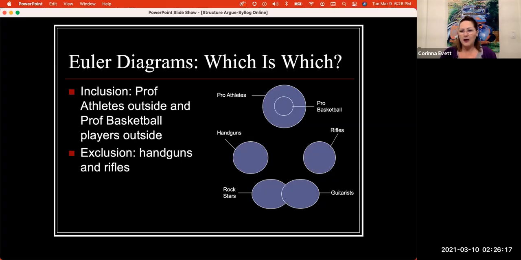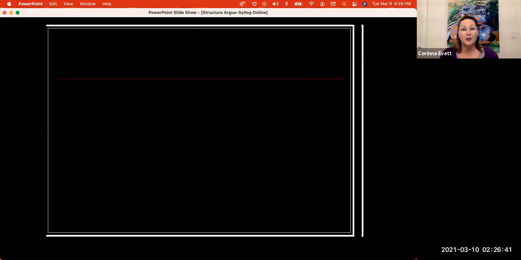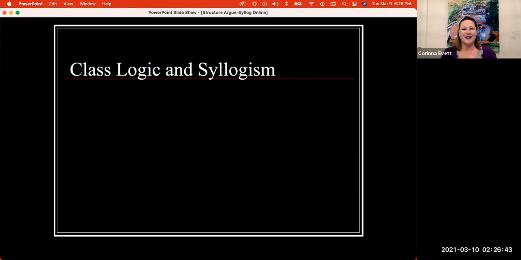And then, although I can't get the little circle here, this should have a little white line right here too, because yes, this is overlap. Rock stars and guitarists. Some rock stars are guitarists, some guitarists are rock stars, but not all guitarists are rock stars, and not all rock stars are guitarists. But there is some overlap. And I think many guitarists wish that they were rock stars.